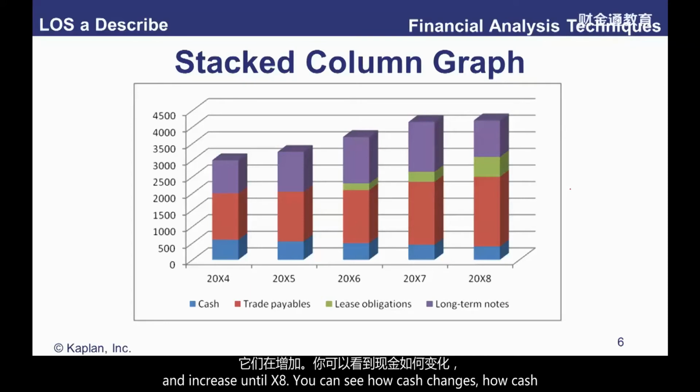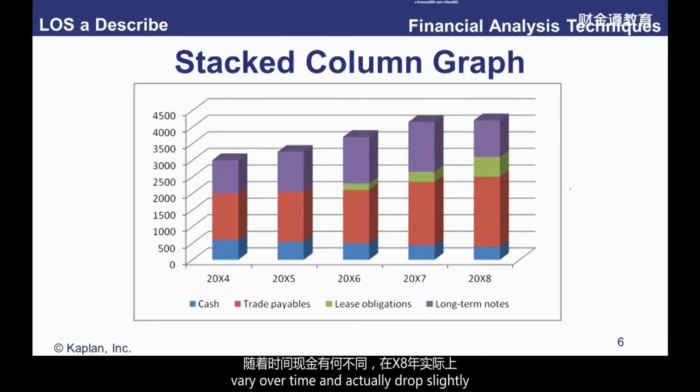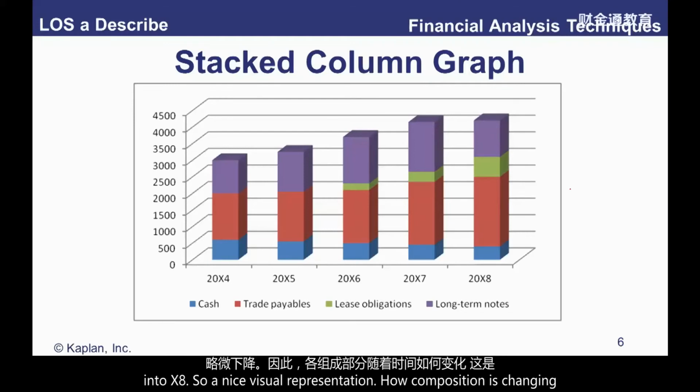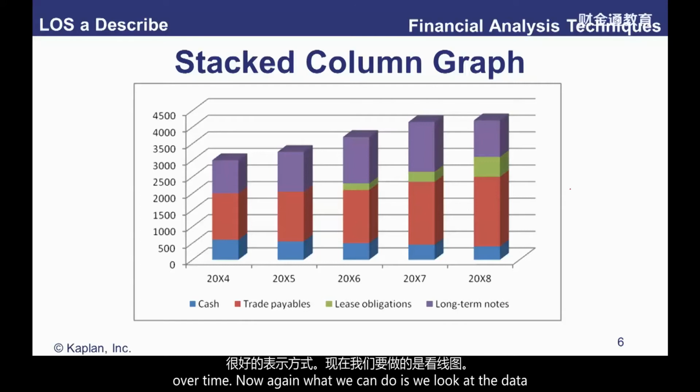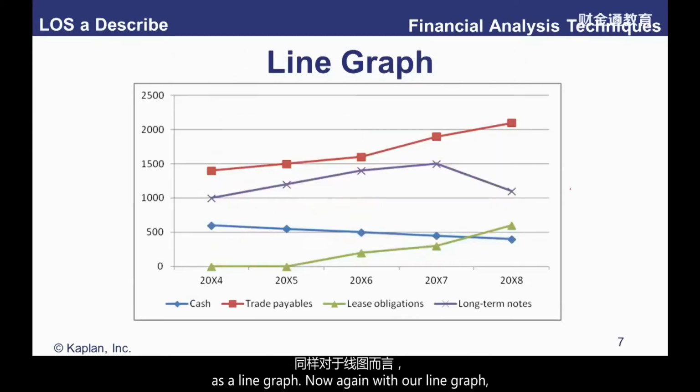You can see how cash has changed. You can see how cash has varied over time and actually dropped slightly into X8. So a nice visual representation of how composition is changing over time. Now again, what we could do is look at that data as a line graph. Now again, here with our line graph, you can see the lease obligations.